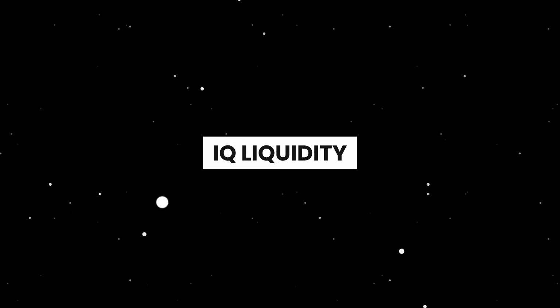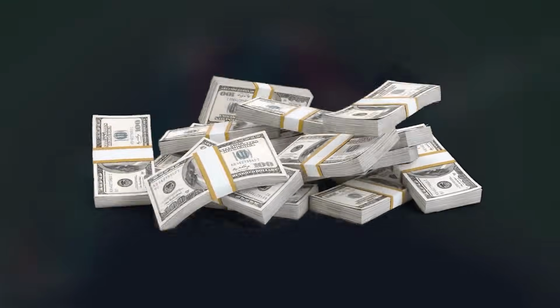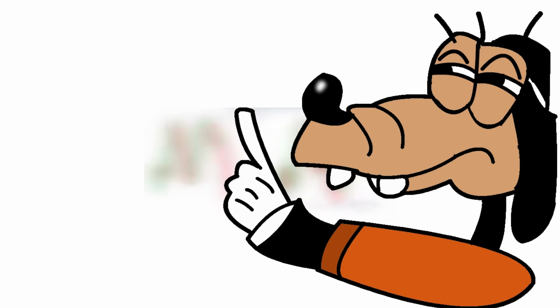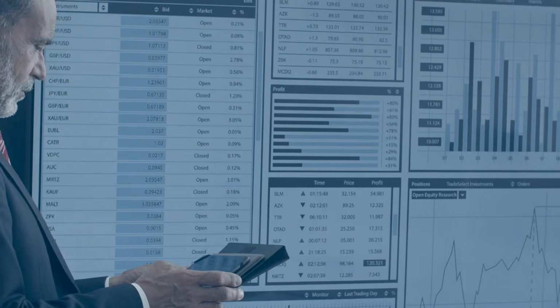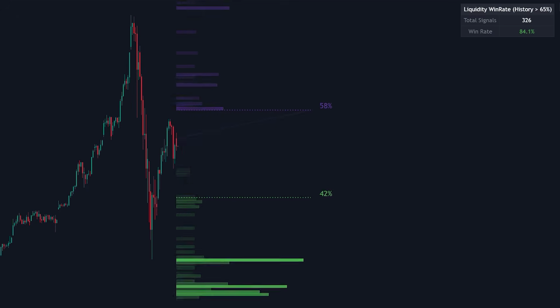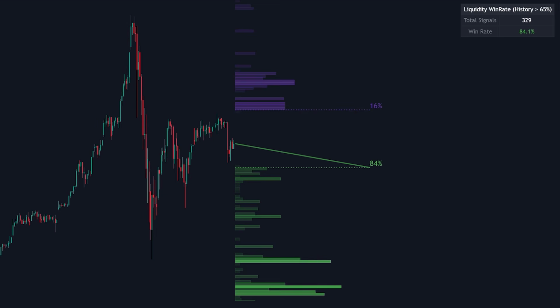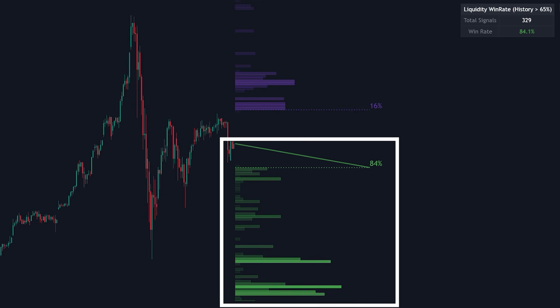IQ liquidity. Price doesn't move randomly, it moves toward liquidity, toward the clusters of stop losses and pending orders that market makers need to clear before pushing price where they want it to go. IQ liquidity maps exactly where those clusters sit. Purple columns mark liquidity above price, green columns mark liquidity below.